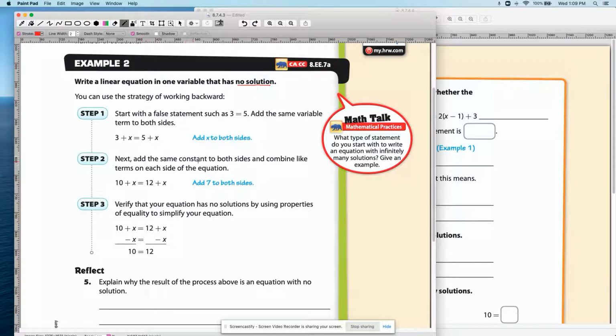Next, add the same constant to both sides and combine the terms. So in this case, they used 7. 3 plus 7 is 10. 5 plus 7 is 12. Verify that your equation has no solutions by using the properties of equality to simplify your solution. So basically, they subtracted x from both sides, and they got 10 equals 12.